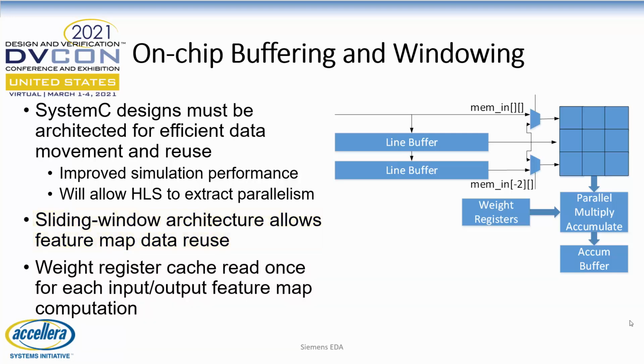The sliding window architecture buffers up multiple lines of feature map data, which can then be fed into a set of parallel shift registers, allowing a parallel multiply accumulate to be performed for the convolution. The weights can be read once from system memory and stored in a set of on-chip registers for each input-output feature map combination. The results of the parallel multiply accumulate can be fed into a partial accumulation buffer, which will then write the data out for each output feature map.